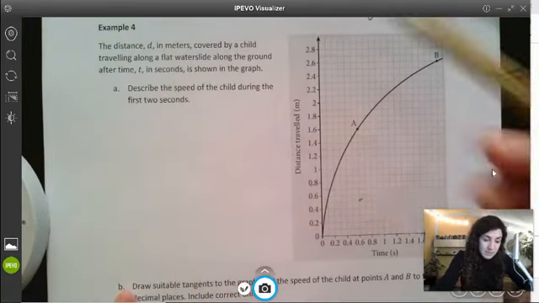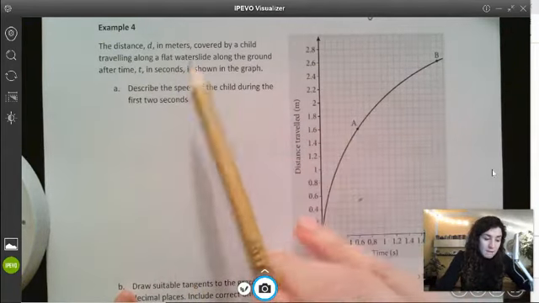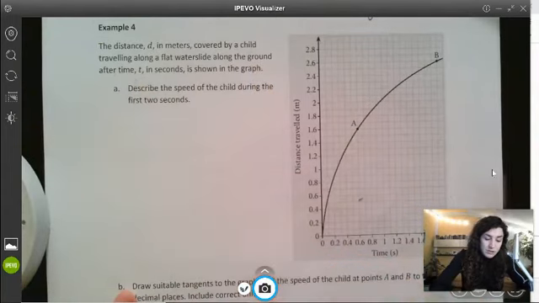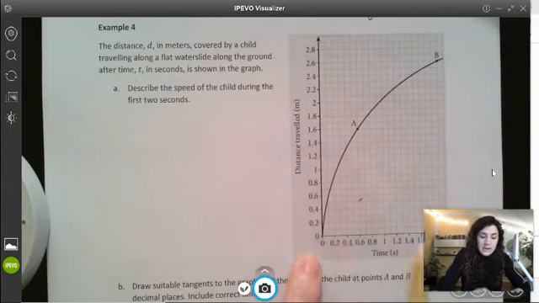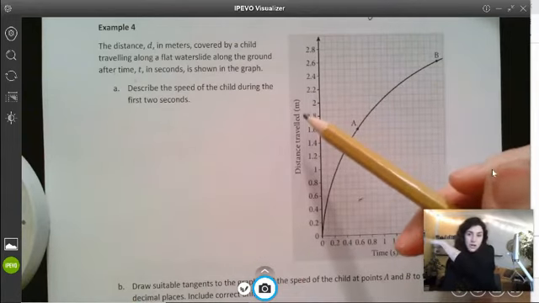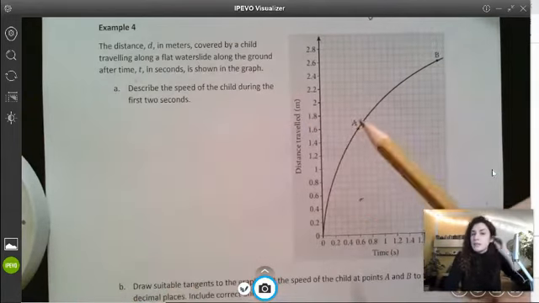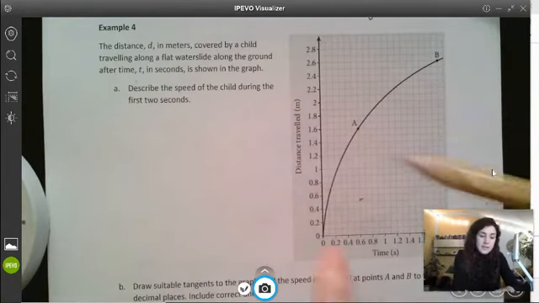So the distance d in meters covered by a child traveling along a flat water slide along the ground after time t in seconds is shown on the graph. So, okay, here is time passing. This is their distance on this water slide that's shooting them across. It says, describe the speed of the child during the first 2 seconds.